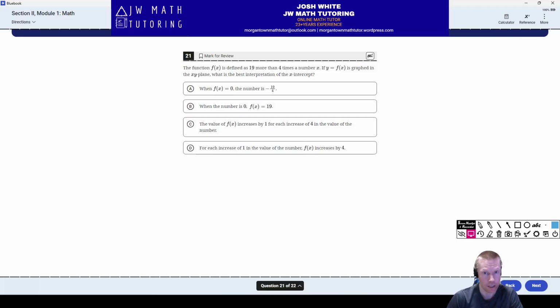All right, next up, we have question number 19. Here it's asking about the x-intercept of a graph. So the function is f of x is 19 more than 4 times a number. So this is just 4x plus 19.